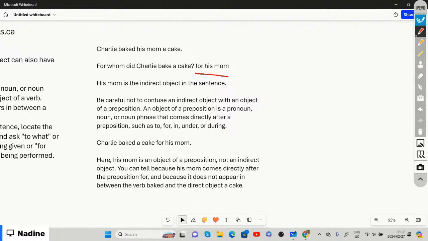And remember, you should be careful not to confuse an indirect object with an object of a preposition. An object of a preposition is a pronoun or a noun phrase that comes directly after a preposition, words such as to, for, in, under, or during.